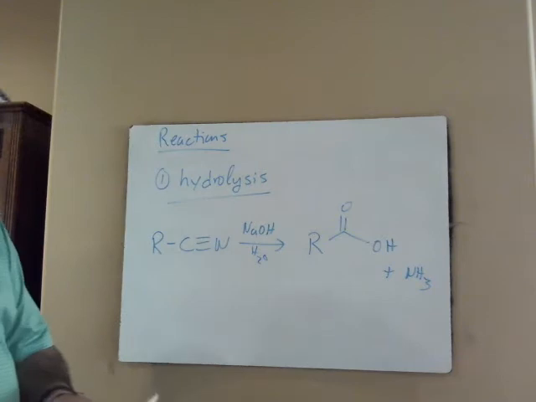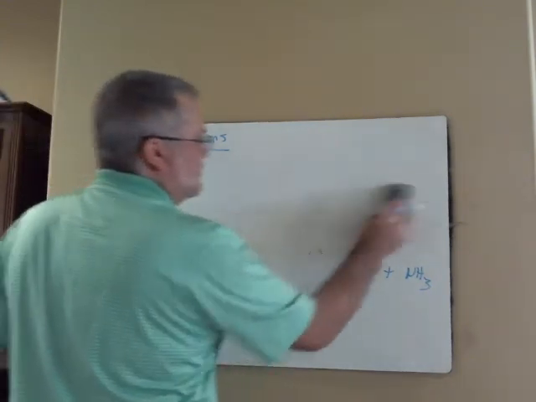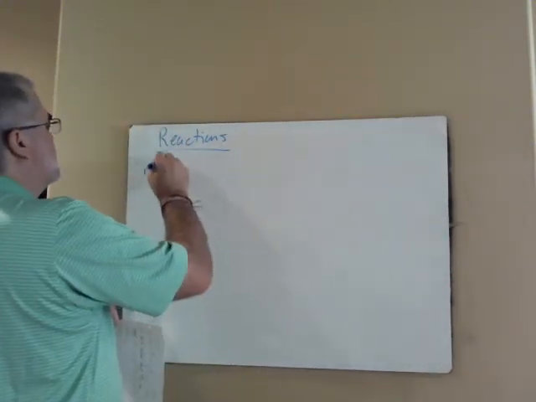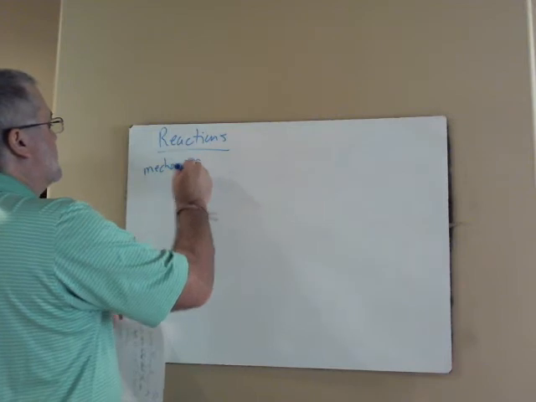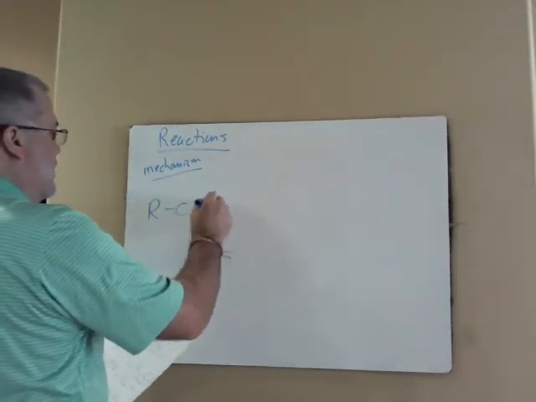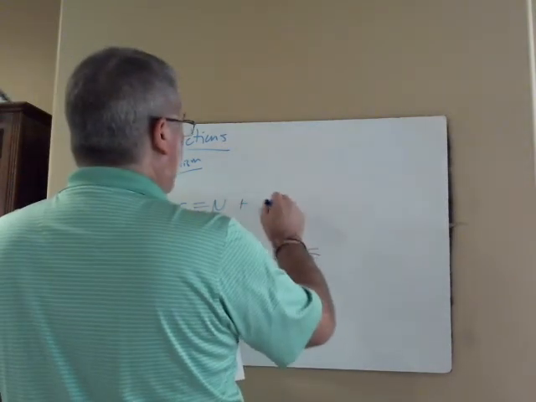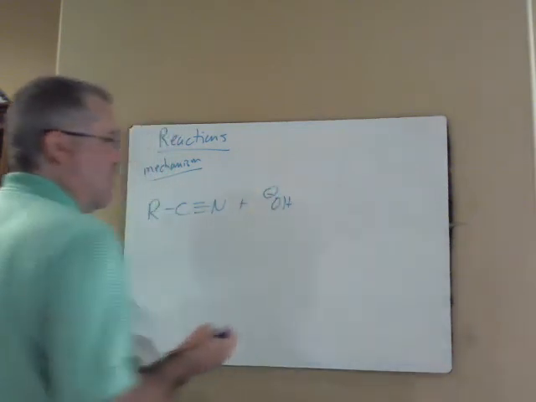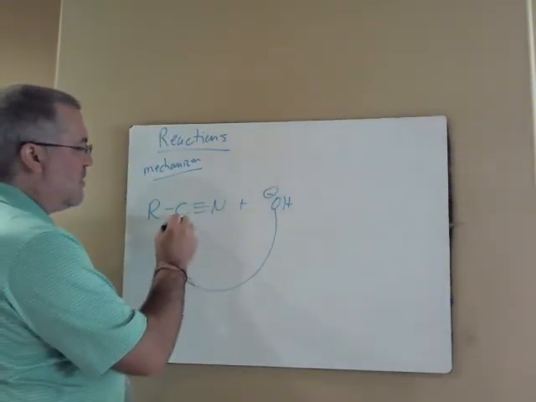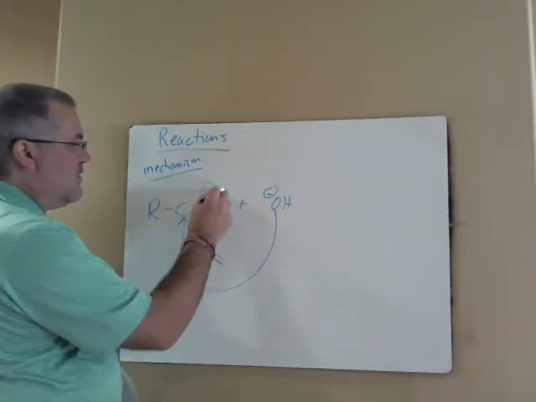And so what is the mechanism of this? Okay, so let's do it. Here is your generic nitrile, just using an R group, and I'm going to react it with aqueous base. This is going to be the nucleophile reacting with the electrophilic carbon of the nitrile, which breaks this pi bond and moves the electrons out to nitrogen.